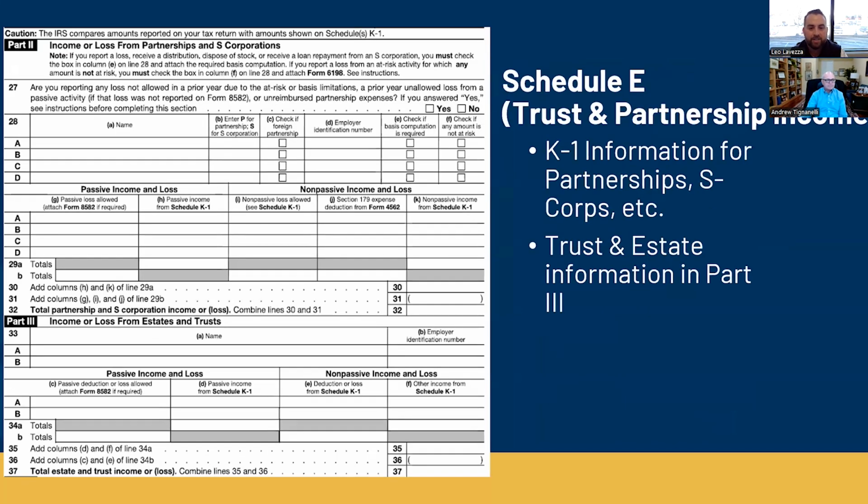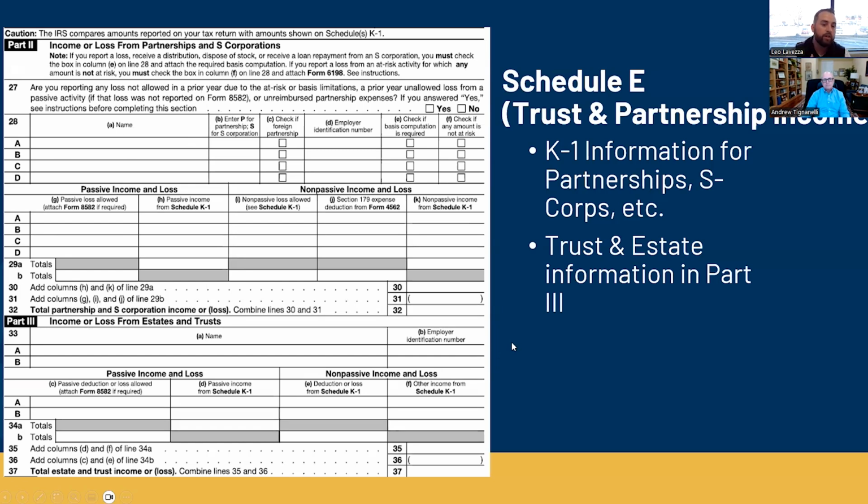And next is part two, or the back page of Schedule E. This is where you're going to look if you've got income from a trust, a partnership, or an S corp, anything that you really get a K1 for. In part two, up top, is where you look for the partnership and S corp information. If you have income from a trust or an estate, those will show up down here in part three.